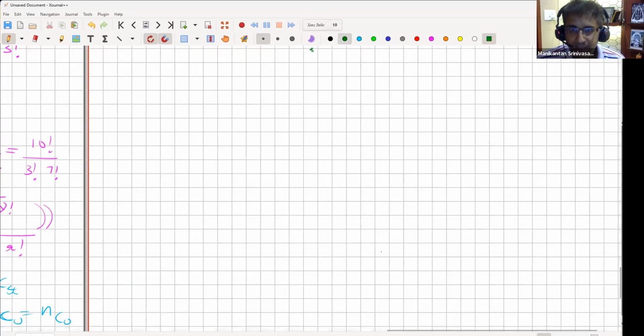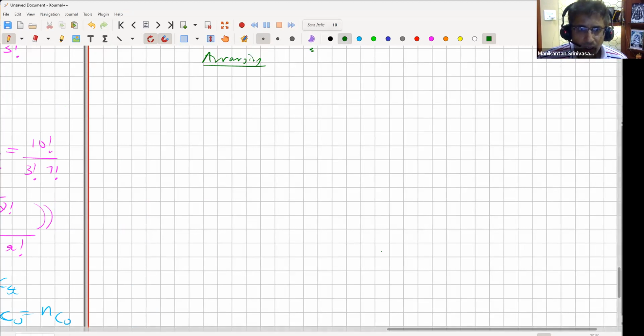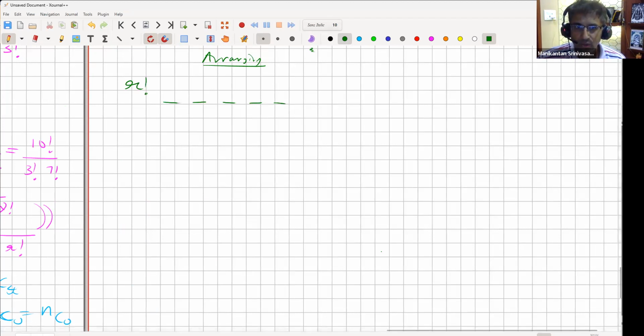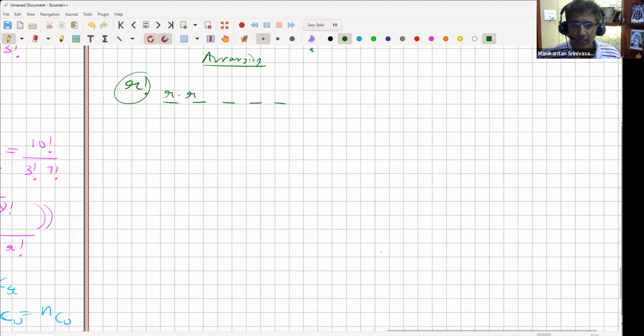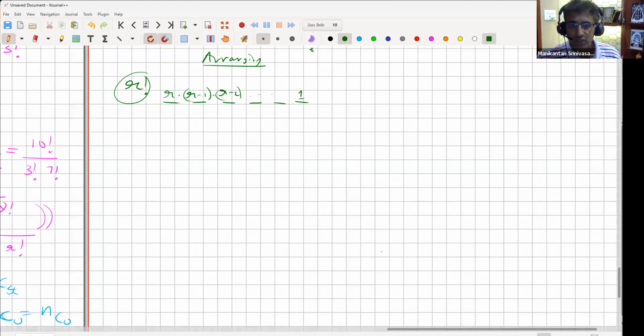So let's say there are r people, and you have to arrange them in a straight line. There's r factorial ways, right? Because the r people are already chosen. In fact, we're not even thinking about choosing. You're given r people, and you just have to lay them out in a straight line. So I can call any one of the r to occupy the first spot, any one of the remaining to the second spot, and so on, all the way till the last guy does not have a choice. He has to sit in that available spot. So r factorial ways of arranging.